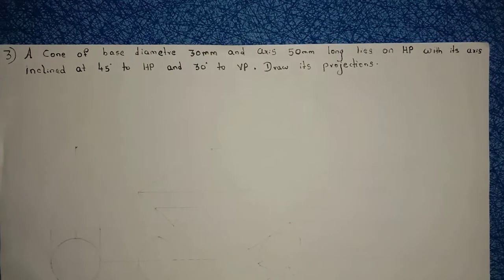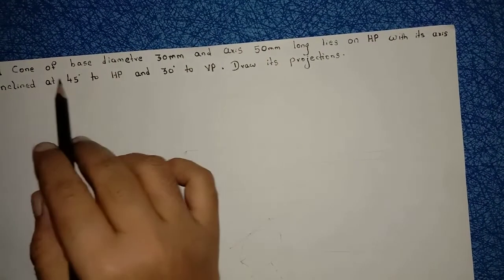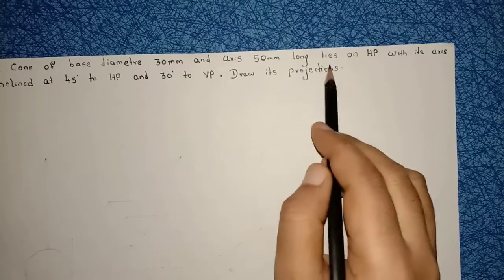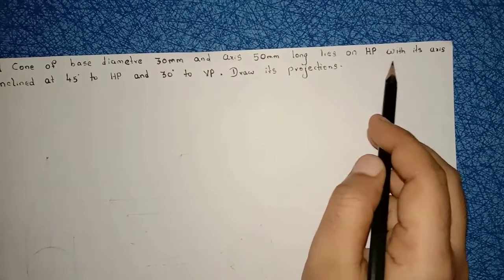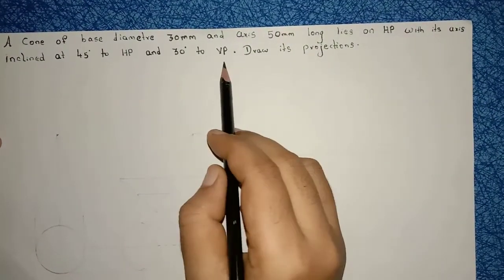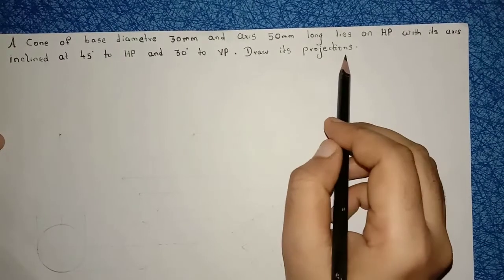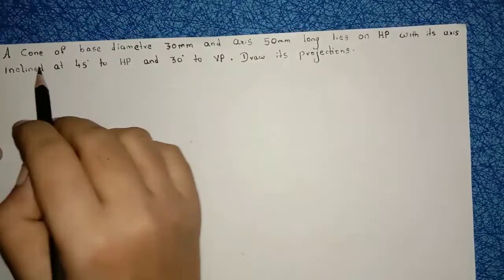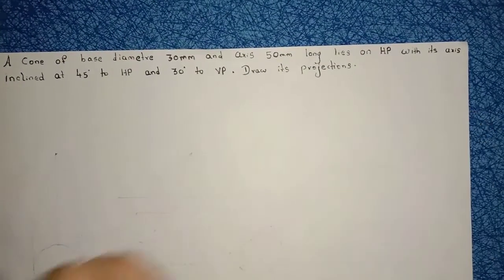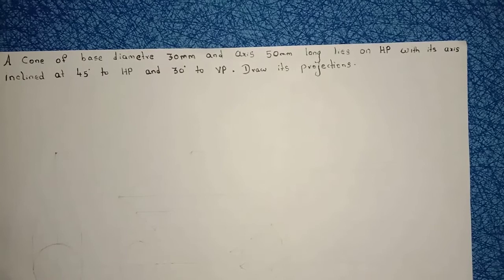Students, let us start the next problem. The question is: a cone of base diameter 30 mm and axis 50 mm long lies on HP with its axis inclined at 45 degrees to HP and 30 degrees to VP. Draw its projections. It is very clear that you have to construct the cone on HP. Right? So anyway, I have constructed here.